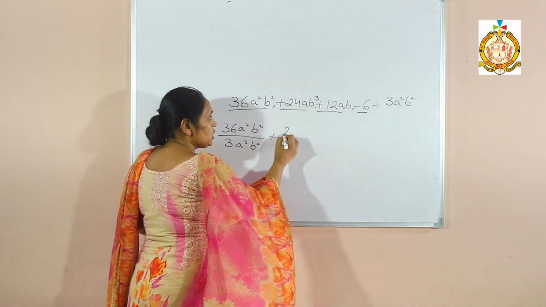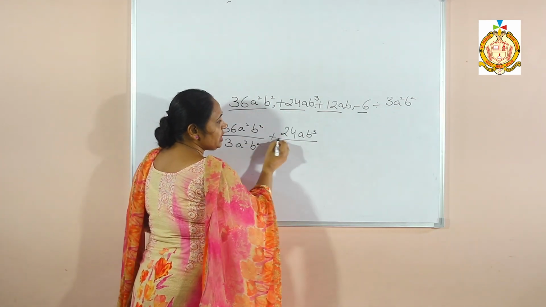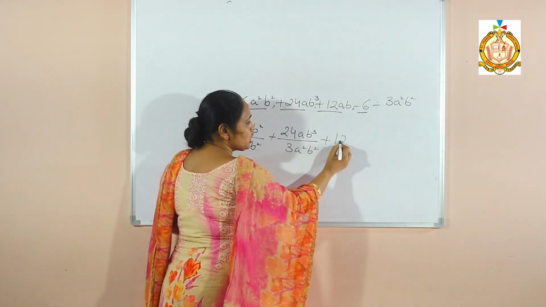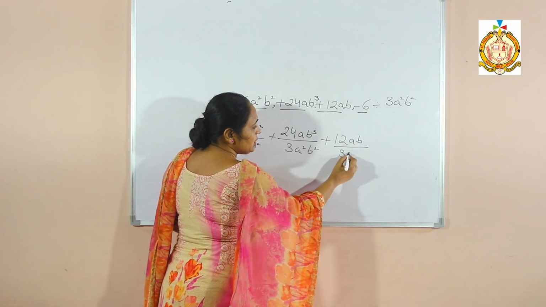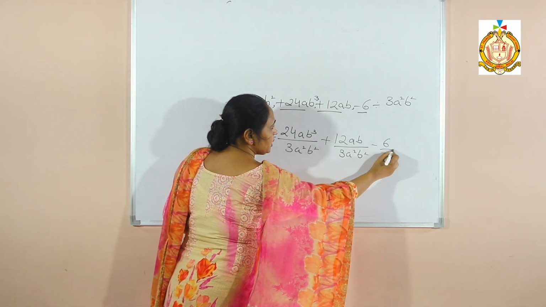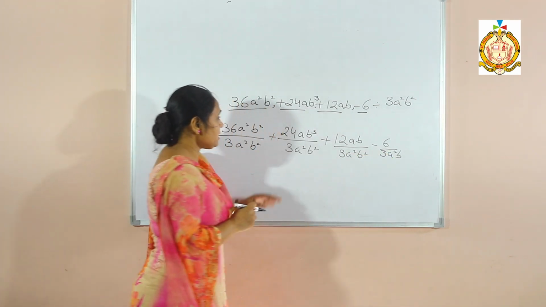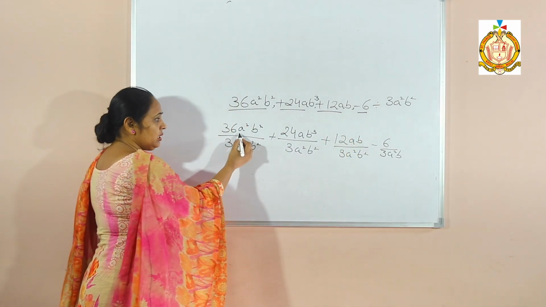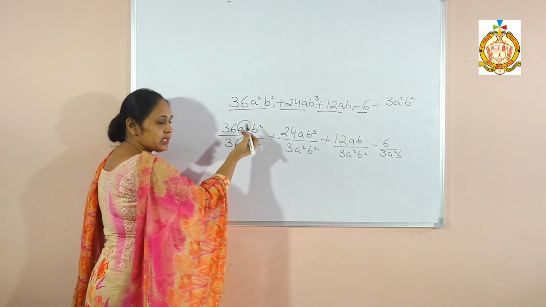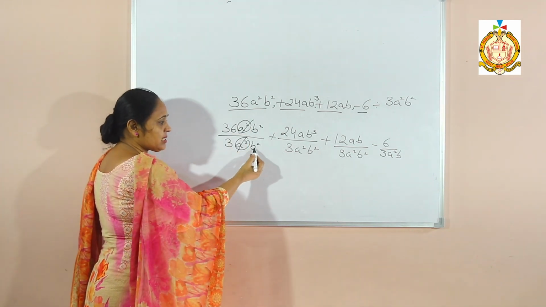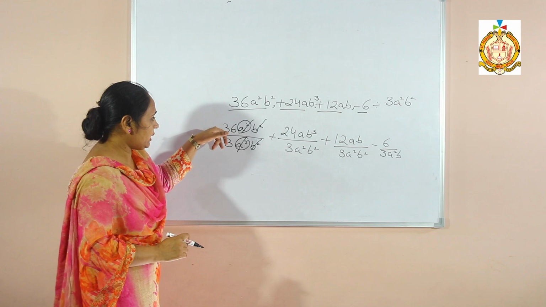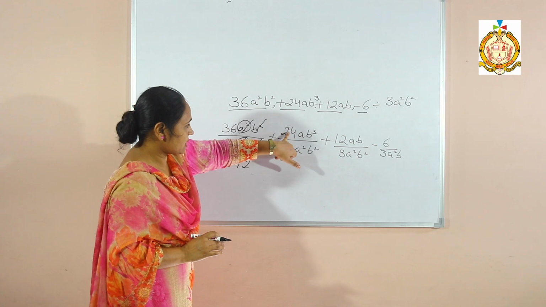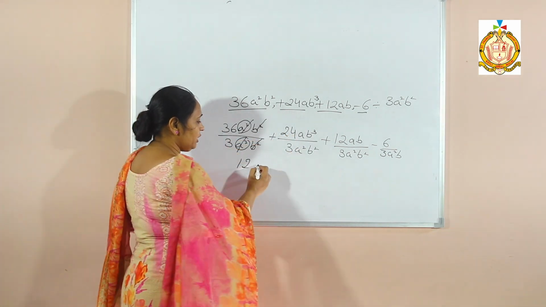Then the second term 24ab cubed will divide by 3a squared b squared. Then the next term is plus 12ab divided by 3a squared b squared. The next term is minus 6. It means each term will divide by the given term. Then how to do it? See, a squared is there, a squared is there, same, that means cancel. b squared is there, b squared, that also cancels. 36 divided by 3 becomes 12. Next, 24 divided by 3, there will be 8.